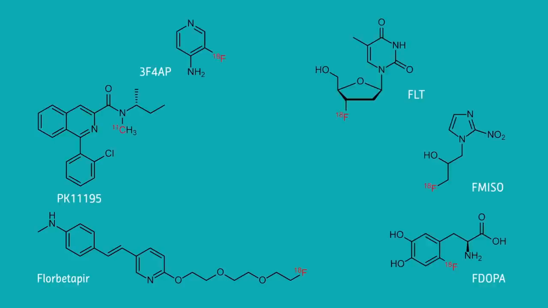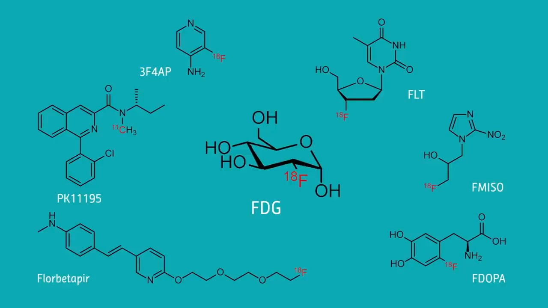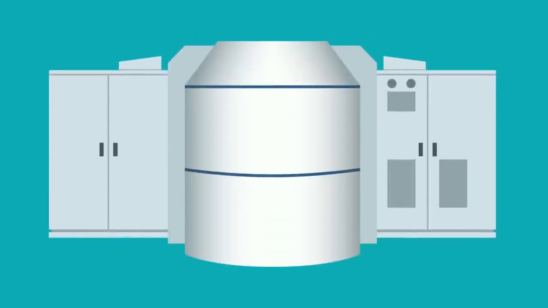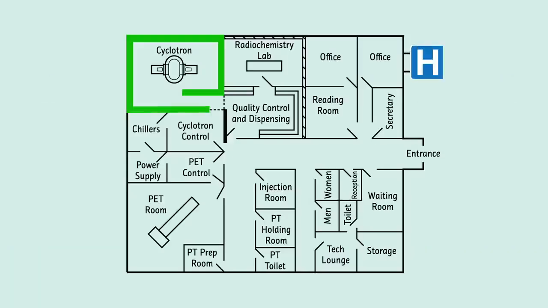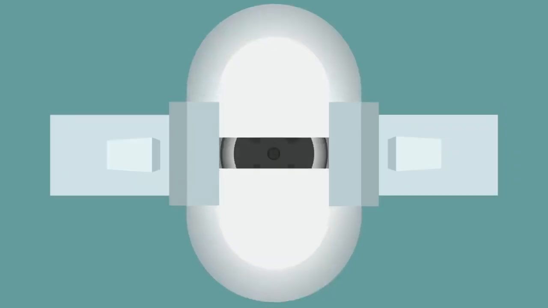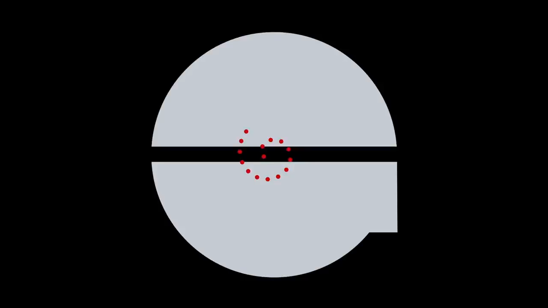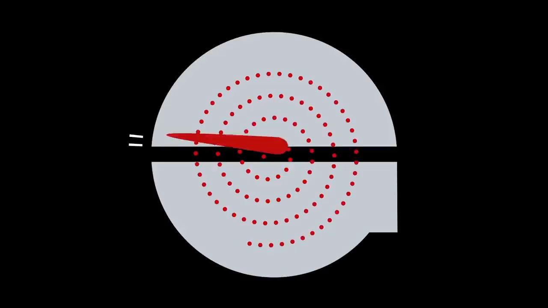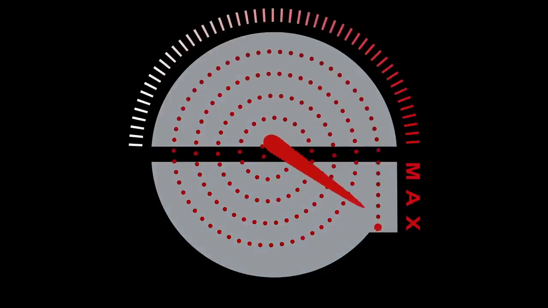PET tracers such as FDG are among the most remarkable tools in medical diagnostics, and their life begins in a particle accelerator, just hours earlier. The particle accelerator in question is called a cyclotron, and it's often housed in a bunker within hospitals. It uses electromagnetic fields to propel charged particles like protons faster and faster along a spiraling path. When the protons reach their maximum speed, they shoot out onto a target.